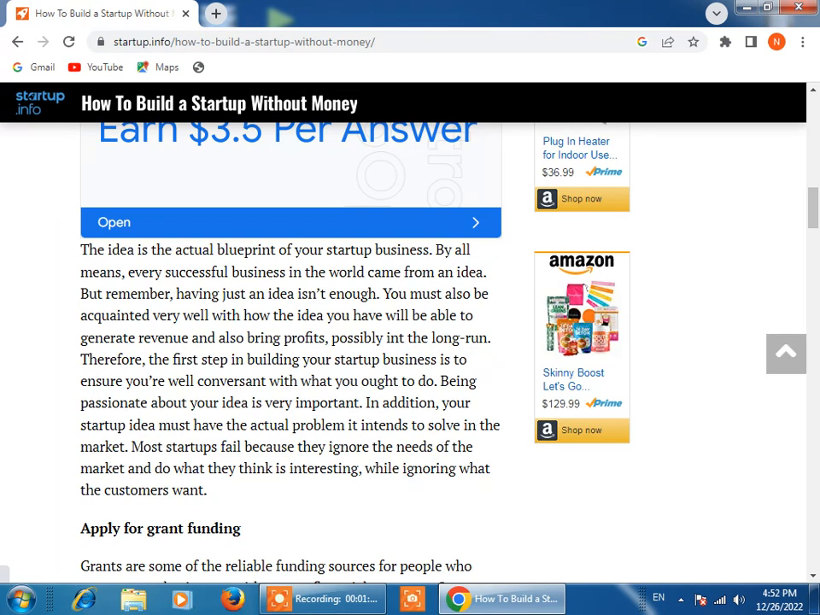Therefore, the first step in building your startup business is to ensure you are well conversant with what you set out to do. Being passionate about your idea is very important. In addition, your startup idea must have an actual problem it intends to solve in the market. Most startups fail because they ignore the needs of the market and do what they think is interesting while ignoring what the customers want.